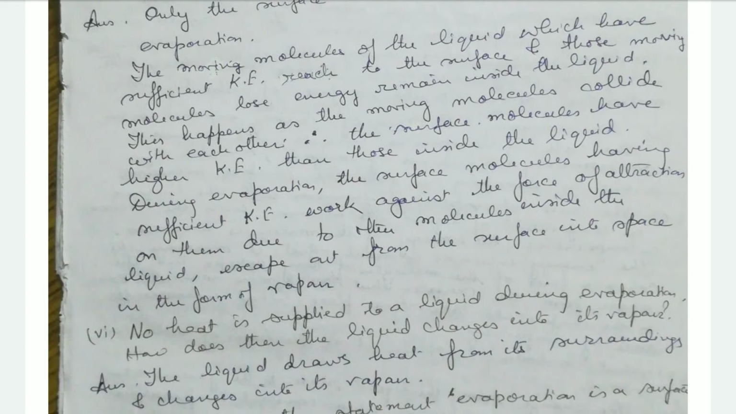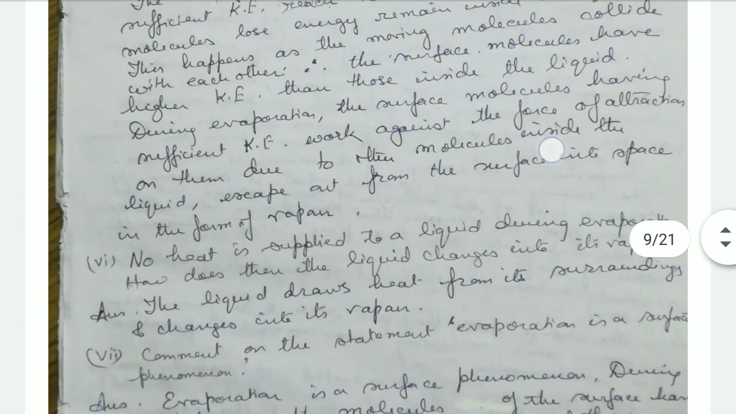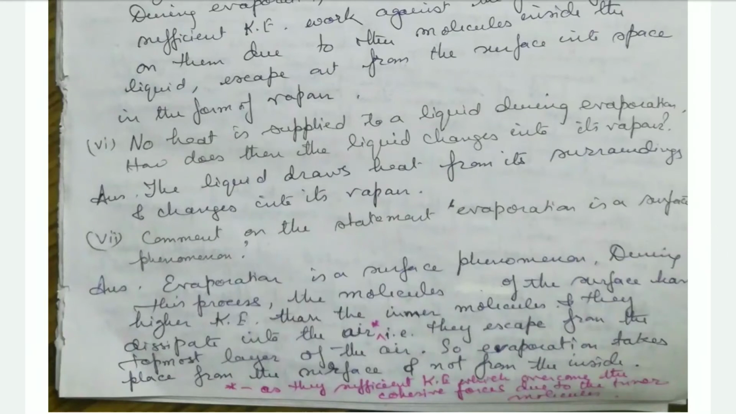This happens as the moving molecules collide with each other, and the surface molecules have higher kinetic energy, which works against the cohesive force. They leave those inside the liquid, and they leave the surface of the liquid in the form of vapor. No heat is supplied to a liquid during evaporation.